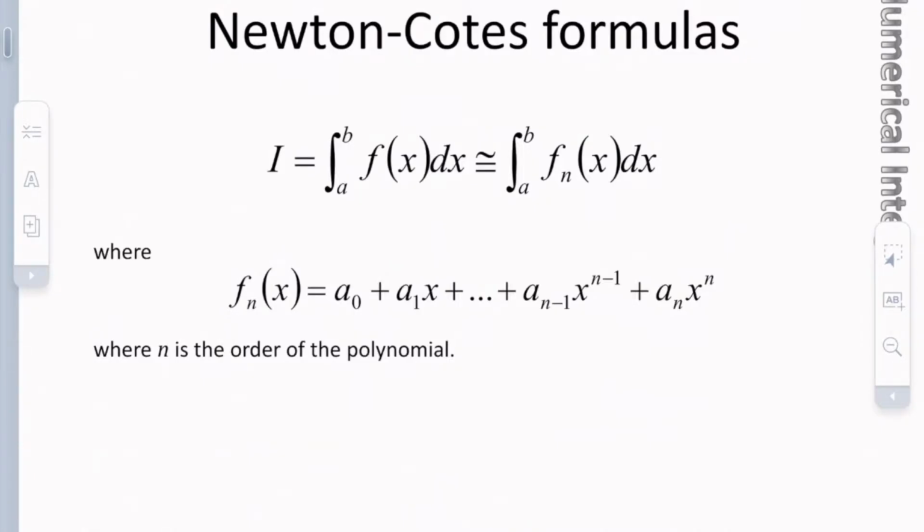They are based on the strategy of replacing a complicated function or tabulated data with an approximating function that is easy to integrate. As shown, f of x is replaced by a function f sub n of x, where f sub n of x is an nth order polynomial. For example, a first order polynomial is a straight line. A second order polynomial is a parabola.